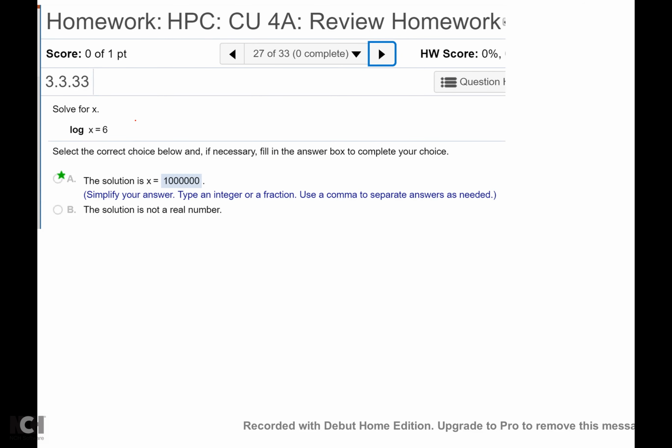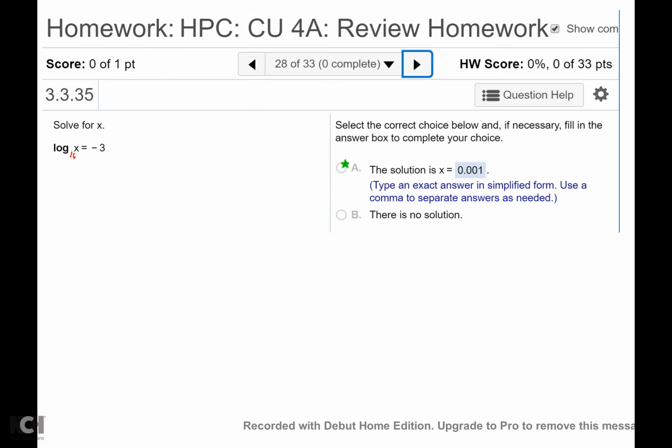Solve for x. When you have no base, it's 10. When you have an equal sign to solve, you roll the log, and the base squirts over. So you have x left on this side, and this side would be 10 to the 6th, and 10 to the 6th is a million. Yeah?